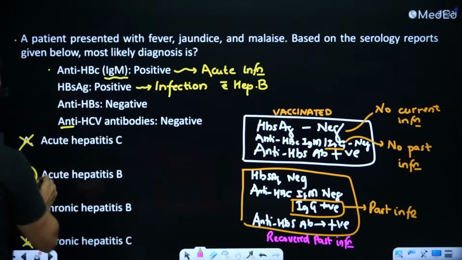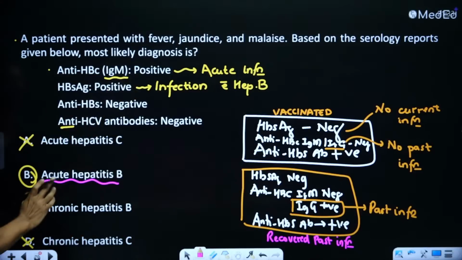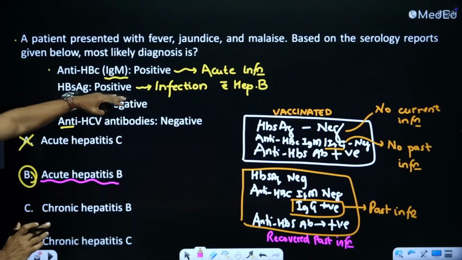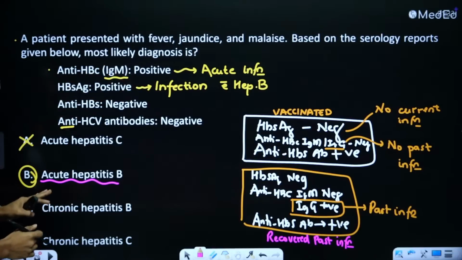Okay. So in this case, we are dealing with acute hepatitis B because IgM is positive and there is HBsAg positive. So there is an infection present. Currently, patient is infected and we are counting it as acute because of the anti-HBc IgM being positive.